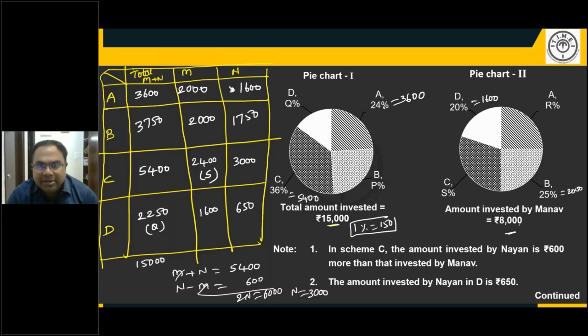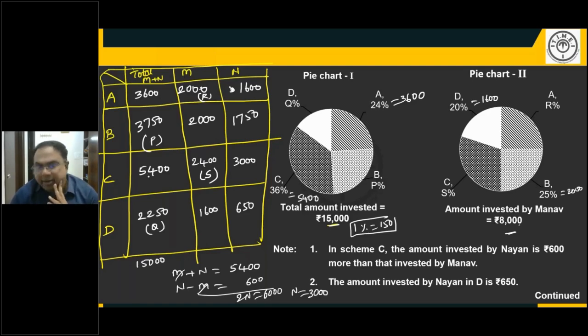If I take this difference, M investment in A is 2,000. A is R percent, so this is R. RS, I got it. Here Q. One more, B is P. I'm not calculating this P percentage out of total. How much is that percentage? I don't know. For our understanding, I'm writing it as P.